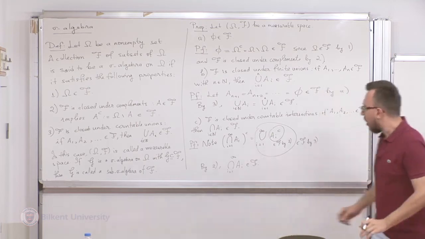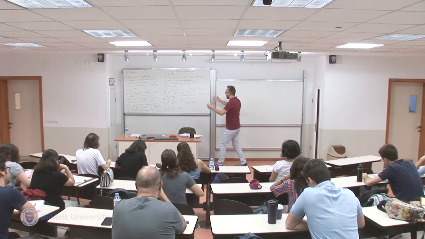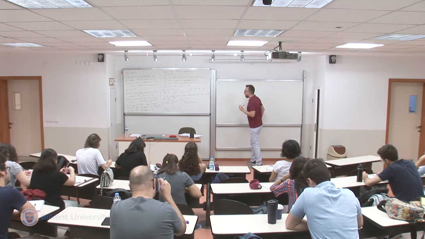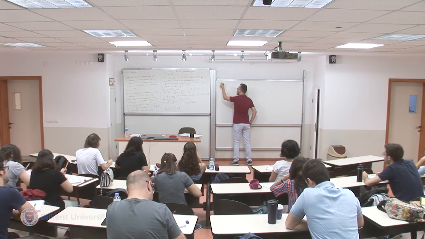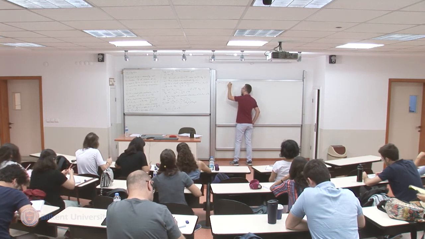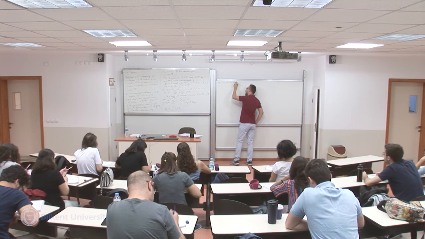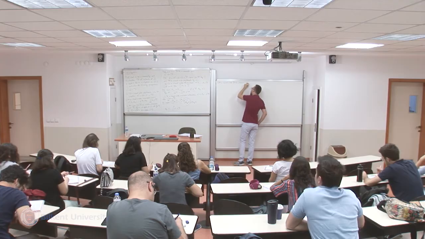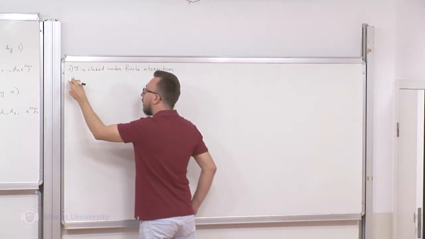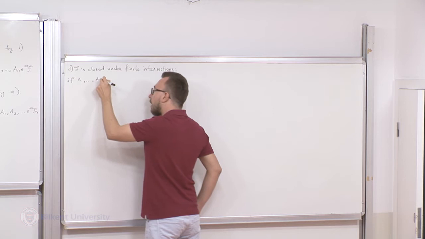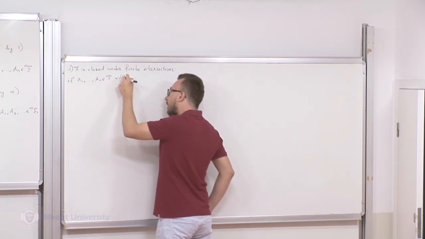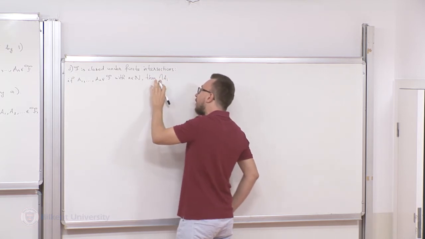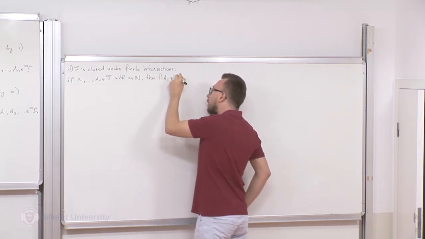Of course, you can write down the finite version of it, which I'm not going to prove. So F is closed under finite intersections. So if A1 to An are in F, with n being a finite number, then their intersection is in F.